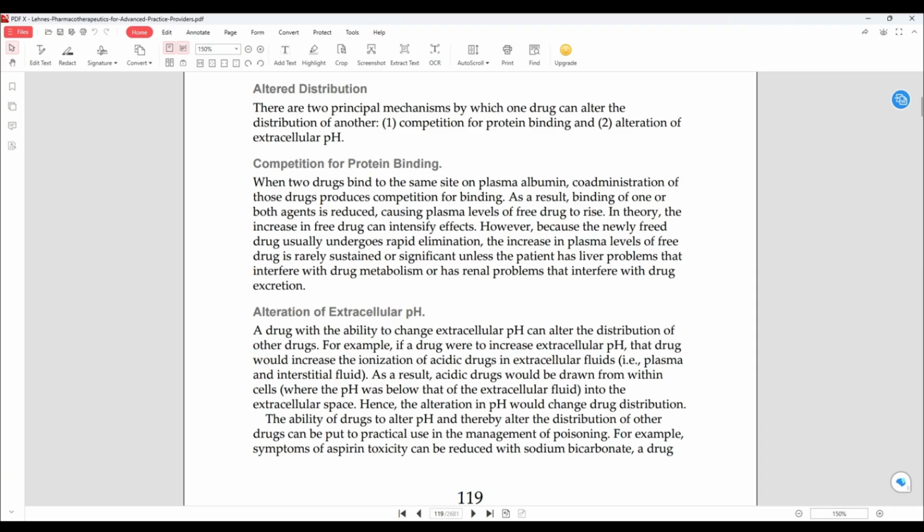However, because the newly freed drug usually undergoes rapid elimination, the increase in plasma level of free drug is rarely sustained or significant unless the patient has liver problems that interfere with the drug metabolism or has renal problems that interfere with the drug excretion.